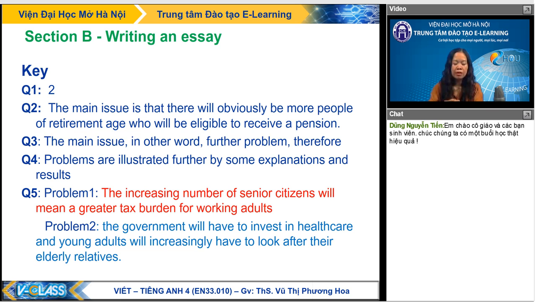So question number 5. Problem 1. The increasing number of senior citizens will mean a greater tax burden for working adults. And problem 2. The government will have to invest in healthcare, and young adults will increasingly have to look after their elderly relatives.